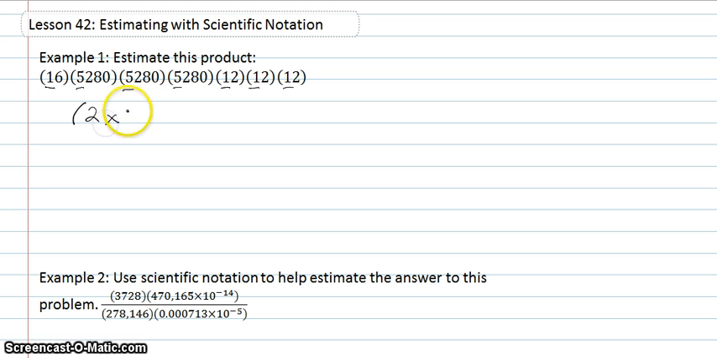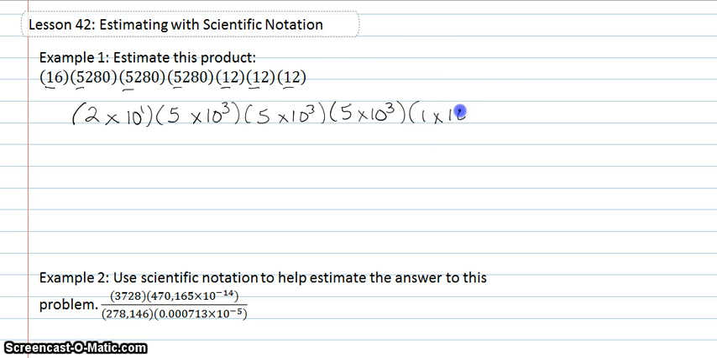2 times 10 to the first power. Then on 5,280, we're going to say that's 5 times 10 to the third power. And there's 2 more of those, so 5 times 10 to the third power, and another 5 times 10 to the third power. Okay, and then I'm going to have 12, and that is closer to 10 than 20, so I'm going to say 1 times 10 to the first power. And then that's another 1 times 10 to the first power, and then 1 more. There were 3 of those. 1 times 10 to the first power.